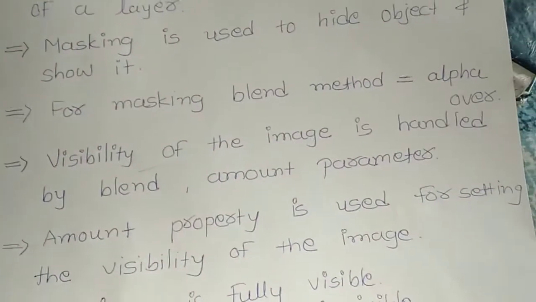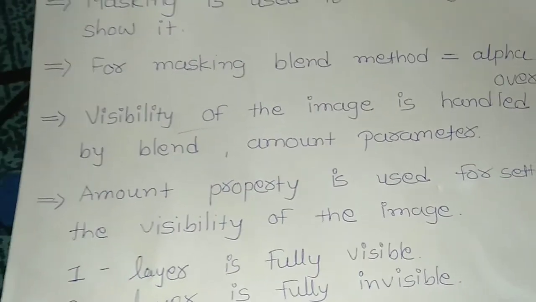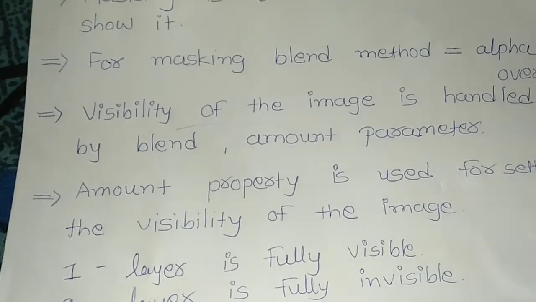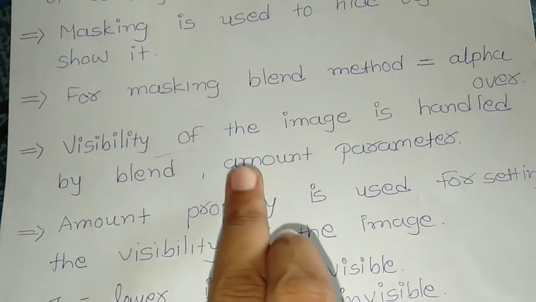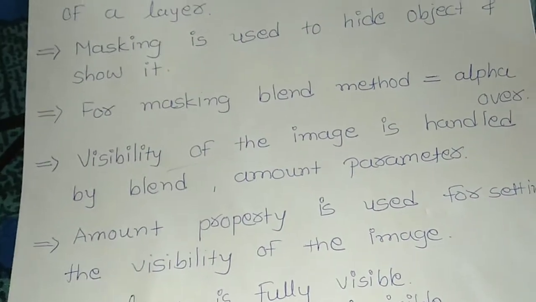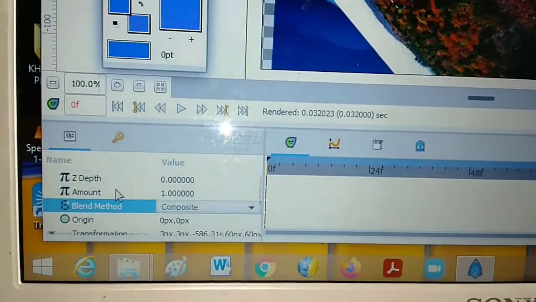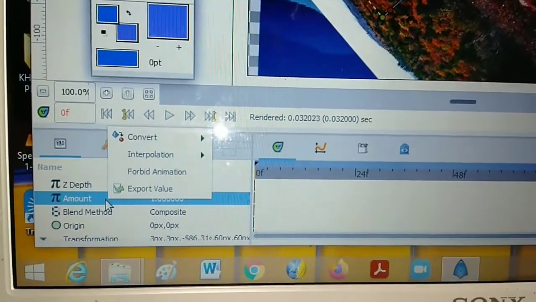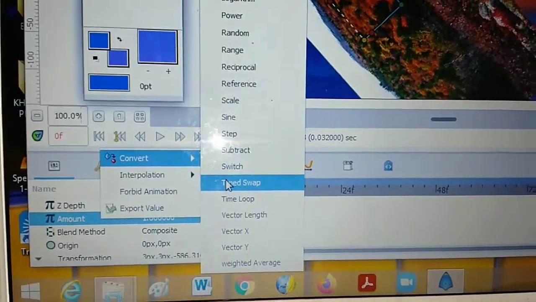Next, the visibility of an image is handled by the blend and amount parameters. In our slideshow practical, in the ThinkFix Studio practicals, we have already learned about the blend and amount parameters. First is blend and second is amount. You know very well about blend method. Sorry, amount. Now right click on your amount, select convert and select time swap.